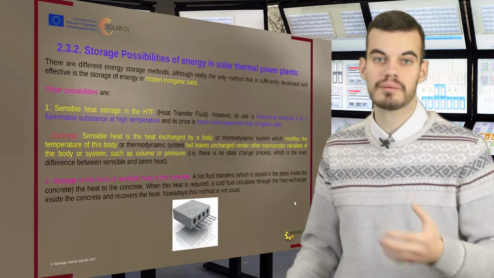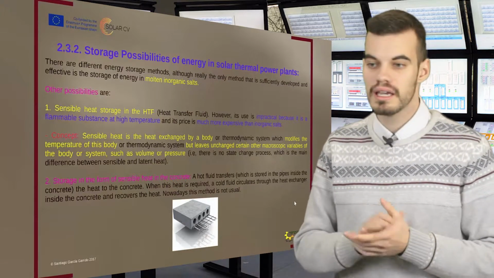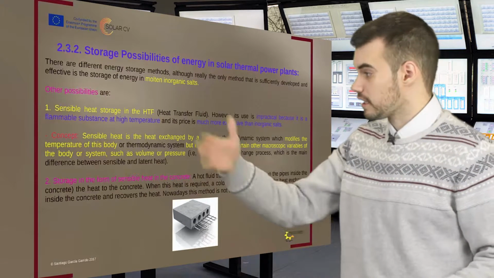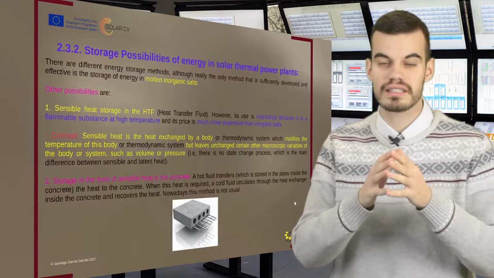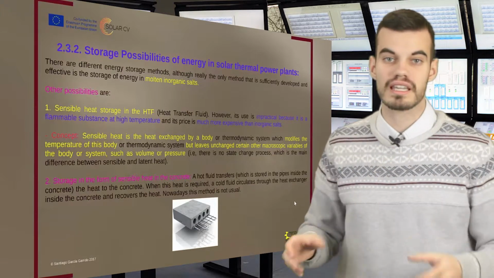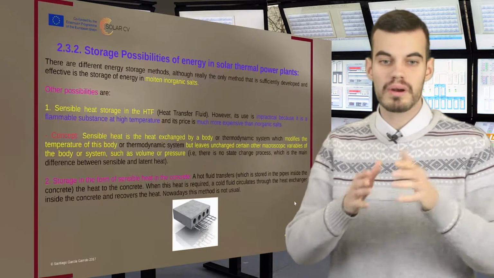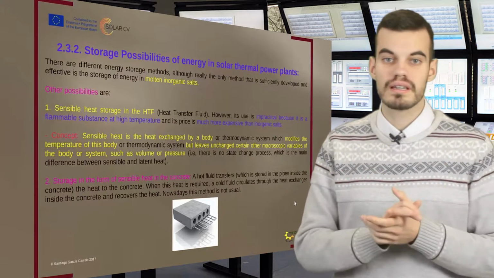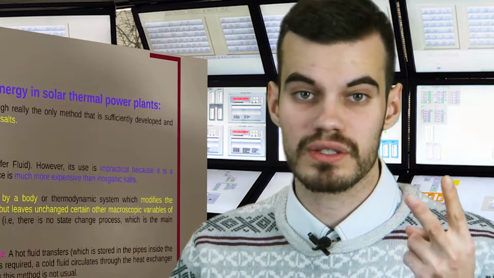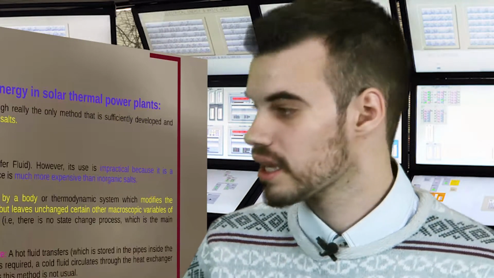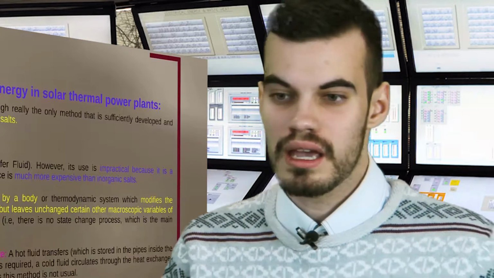Now we are going to speak about the storage possibilities of energy in a solar thermal power plant. In this unit, we are going to see that the main method is the sensible heat in inorganic molten salts. However, throughout the years there have been four main methods, although the first two are not used right now. The first method is the sensible heat in the HTF.